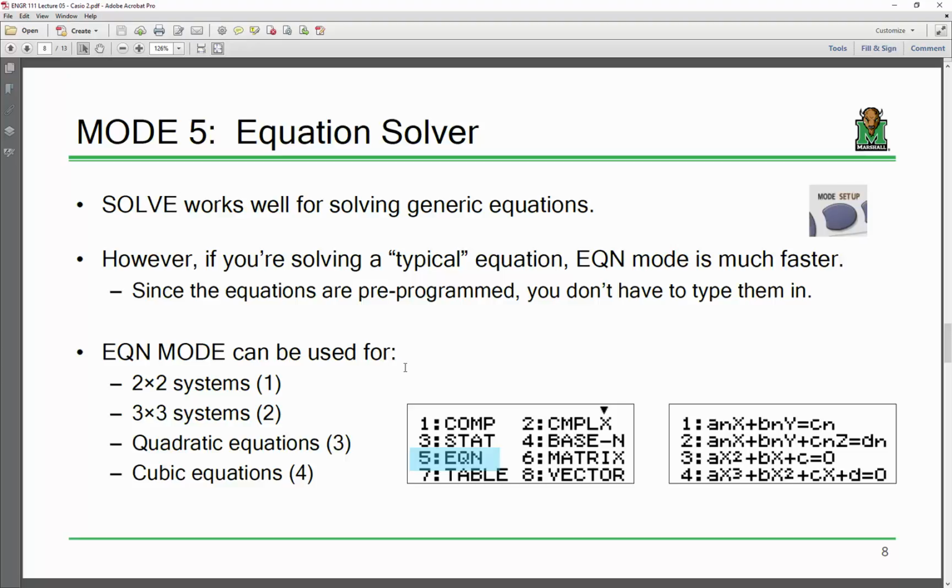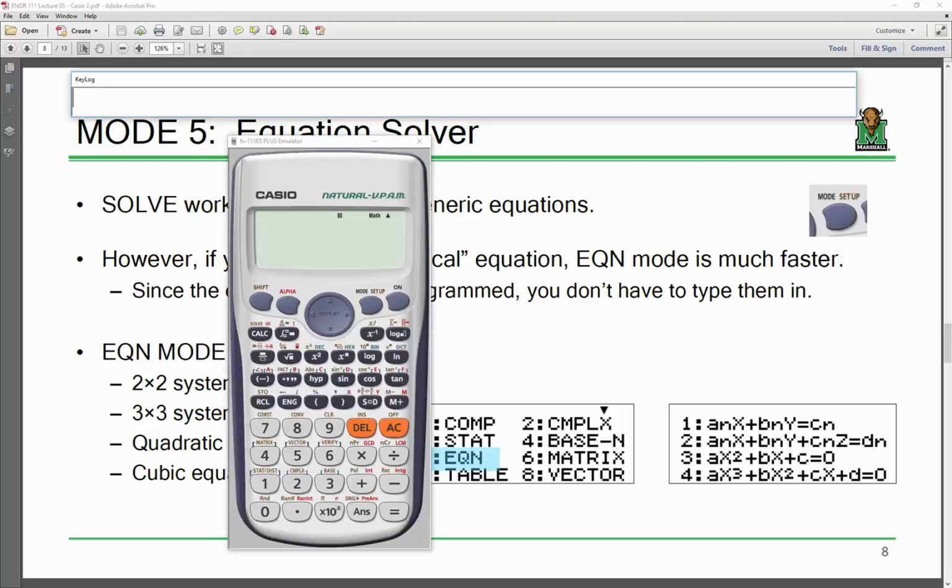Equation mode can be used to solve 4 different types of equations, and we're going to go through all of them: 2x2 systems, 3x3 systems, and then quadratic equations and cubic equations. We're going to go through each of these one at a time. The long and short of it is, if the calculator already has these pre-built, you're definitely going to want to use them as opposed to others. So the equation mode can be used for a variety of equations. Let's go through each of these one at a time.